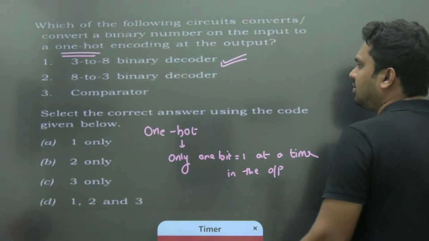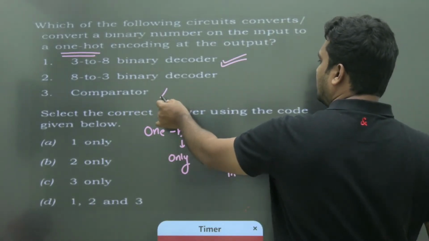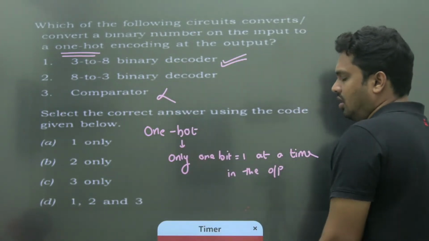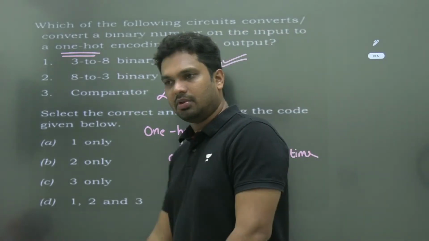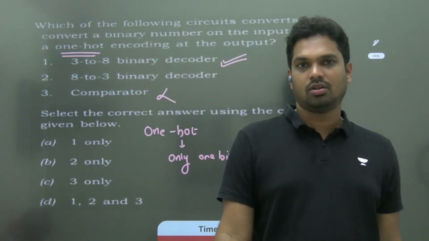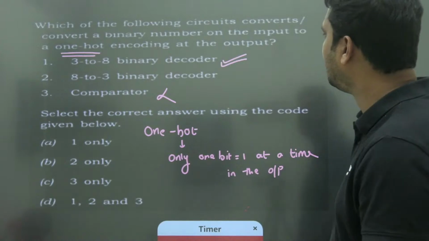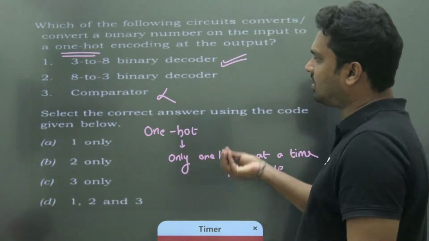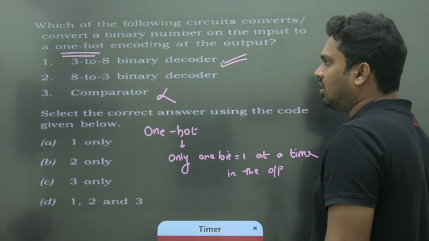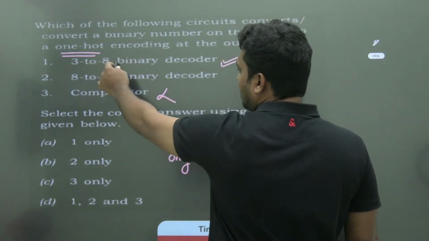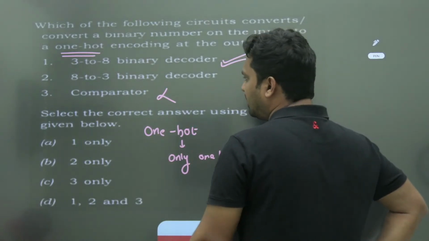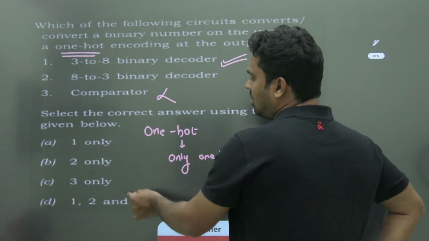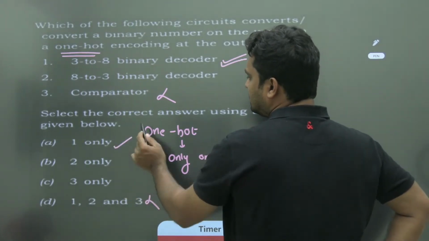Now comparator, no. Generally in a comparator also only one will be one, because in a comparator, A greater than B, A less than B, A equal to B, any one of them will be one. That is fine. But here it must convert a binary number. The comparator is not converting, it just gives you the comparison. And in fact, there is no option which selects 1 and 3. 1, 2, 3 is given. It is not possible. So only 1 is the right answer.